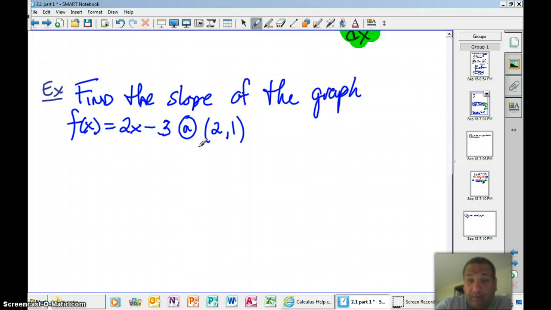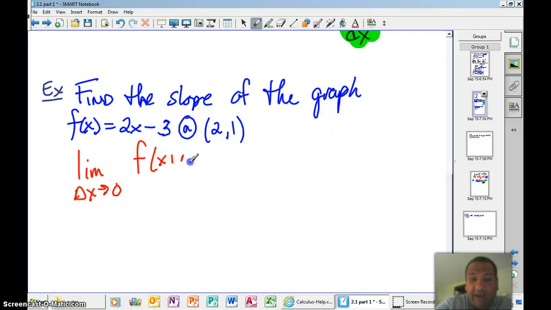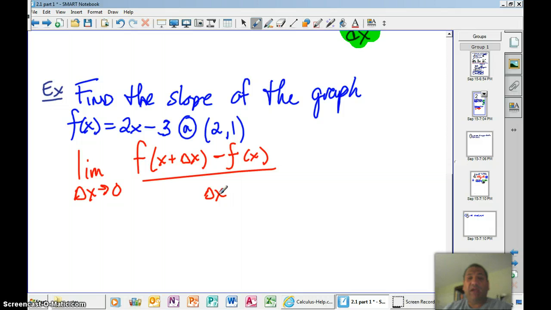So we're going to look at the definition. Limit as delta x approaches 0 of f of x plus delta x minus f of x all over delta x. So that is the definition that you saw from the first part.